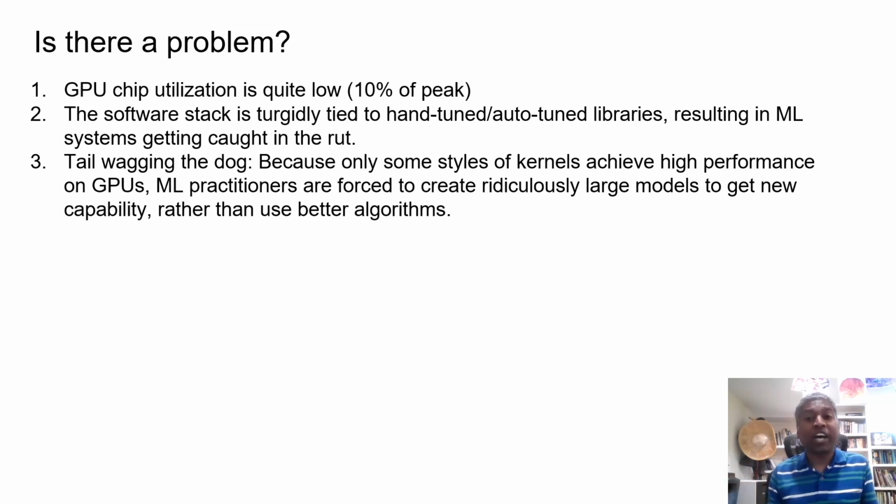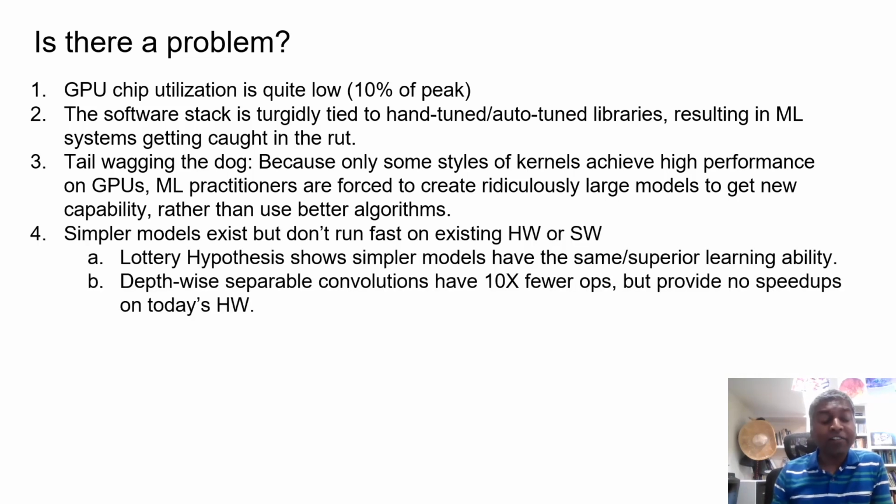Because only some styles of kernels achieve high performance on GPUs, ML practitioners just go and build models using those kernels. That ends up in these ridiculously large models to get new capability rather than using better algorithms. And the opportunity here is these algorithms exist. They're hiding in plain sight. So one very influential work is the lottery ticket hypothesis that shows simpler models with far fewer parameters have the same or superior learning ability.